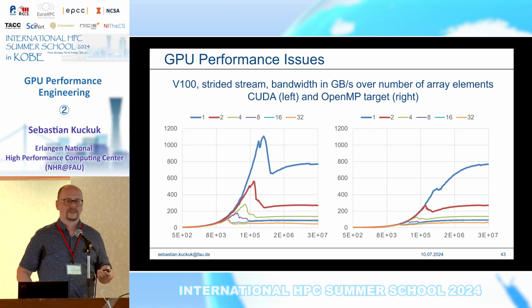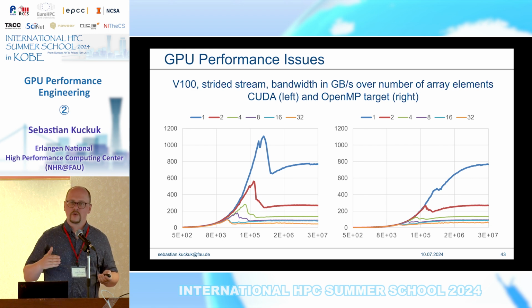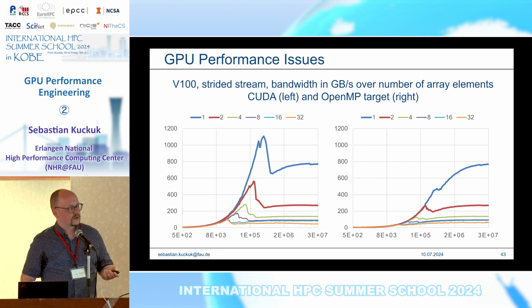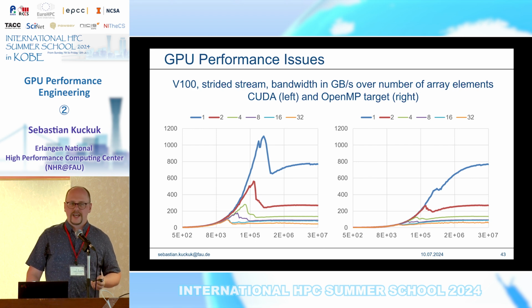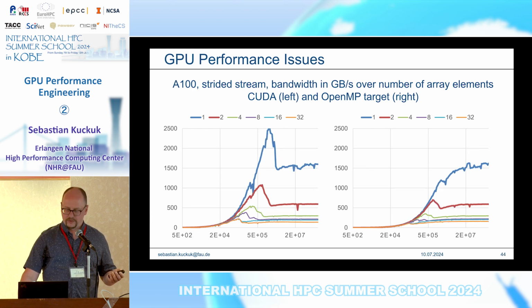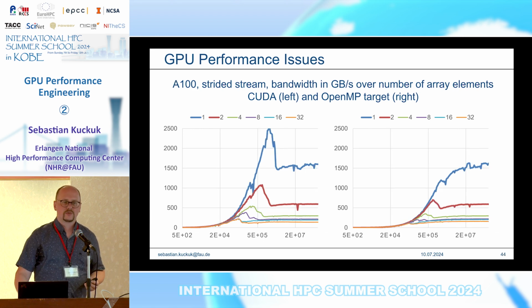So the more you increase your stride, the more you suffer in terms of performance, and the lower your sustained memory bandwidth will be. You see the same caching effect. So this, at least for CUDA, doesn't go away. For OpenMP, it was never there. And just to be complete, for A100, you get a similar effect. Now, the question is, why do you get this?